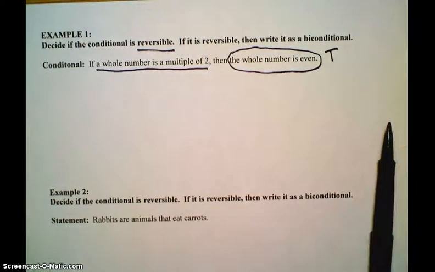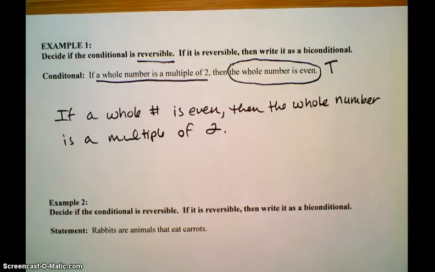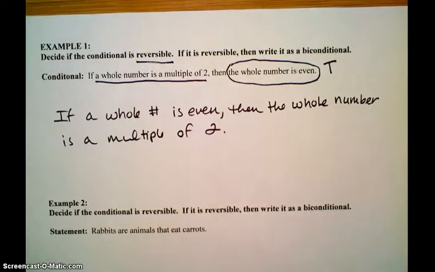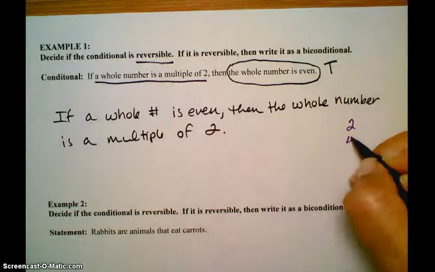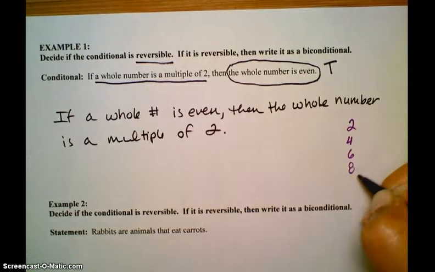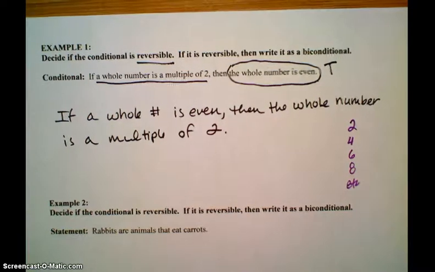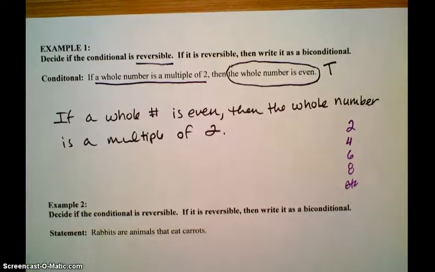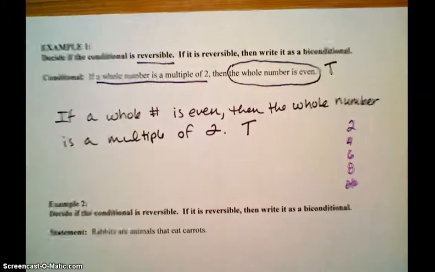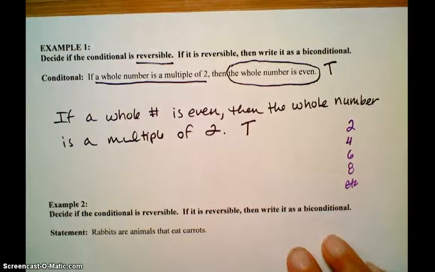Okay, we're going to write the converse next. All right, here's the converse written out. If a whole number is even, then the whole number is a multiple of 2. And again, multiples of 2, for those of you who've forgotten, would start off with 2, 4, 6, 8, etc. And it says, if a number is even, it's a multiple of 2, and I would have to agree that that's a true statement. So, is this conditional reversible?